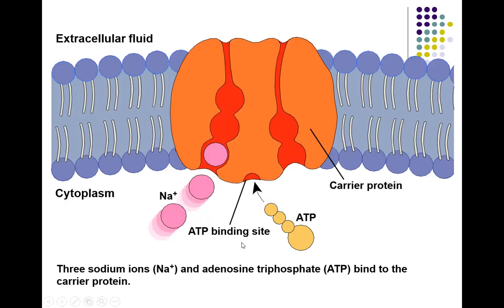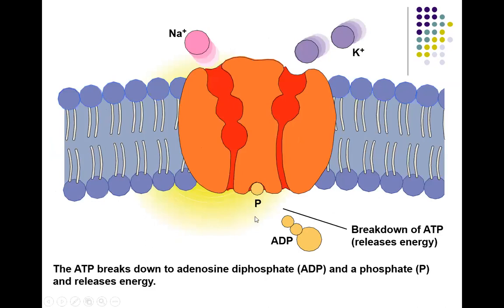The ATP is also binding here. When the ATP binds and our 3 sodium have bound into those 3 sites, the ATP is going to break down into adenosine diphosphate. It breaks that last bond between the last 2 phosphates, and that releases energy, and this becomes ADP, and then we have our little phosphate there. When that happens, this provides the energy that's going to change the shape of this molecule.